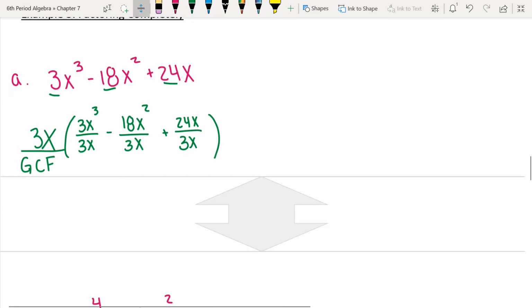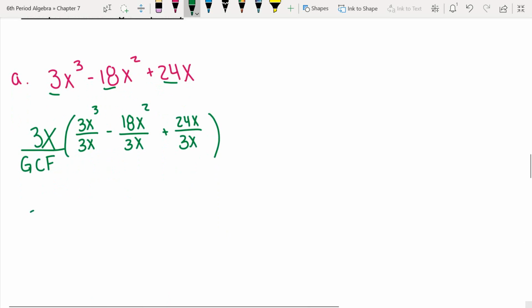Well, I'm going to keep going. I still have my GCF on the outside. I'm now going to drop the label. Simplifying inside my parentheses, the 3 and the 3 cancel. X cubed divided by x is just x squared. Moving on to the next term. Negative 18 divided by 3 is negative 6. And then x squared divided by x is just x.